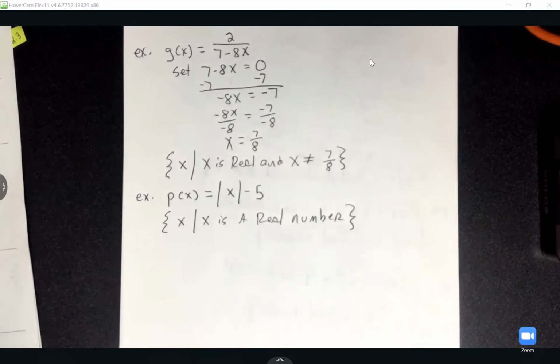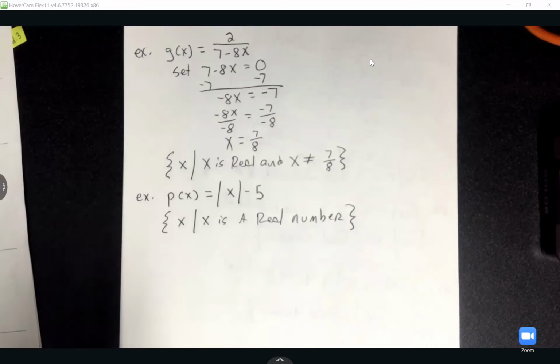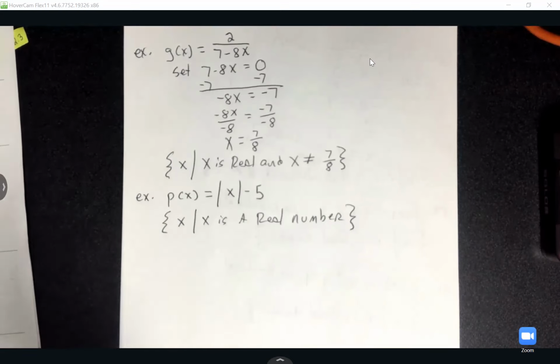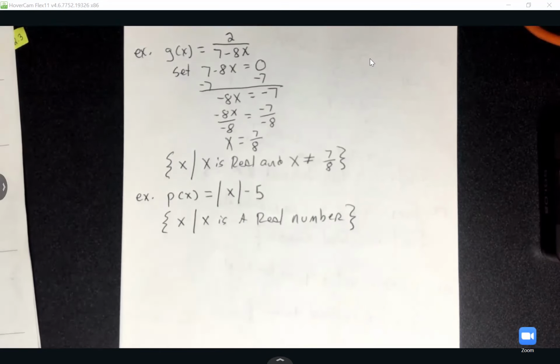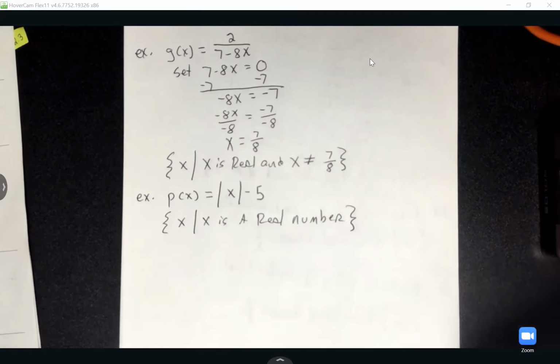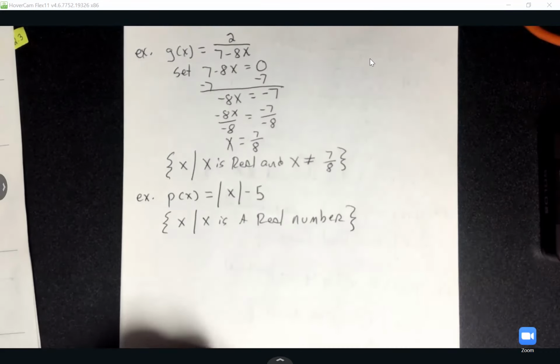So y'all, that's what they're going to do. This is mainly the gist of this homework. When you get to the functions, if it does not have a fraction, it's going to be a domain of all real numbers. If it is a fraction, then take that denominator, set it equal to 0, and find those values.